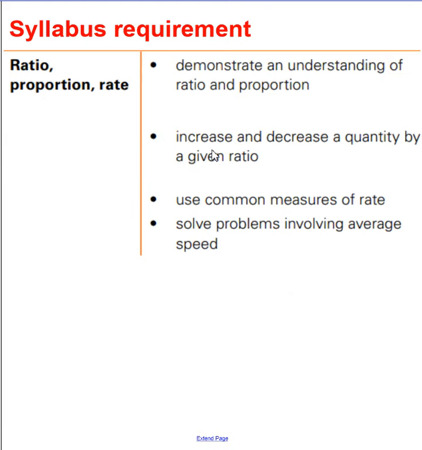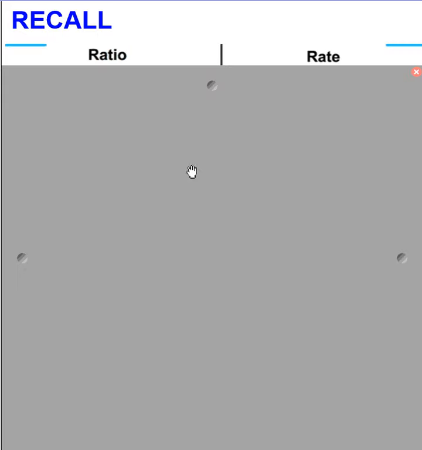According to the syllabus, you should understand what is ratio, what is proportion, how to handle increase and decrease of quantity, use common measures of rate, and solve problems involving average speed. In this video, I have focused on this part only, and not even this too much, because I want to keep the length of the video short. In the other videos, you will find the explanation of the rest of the concepts.